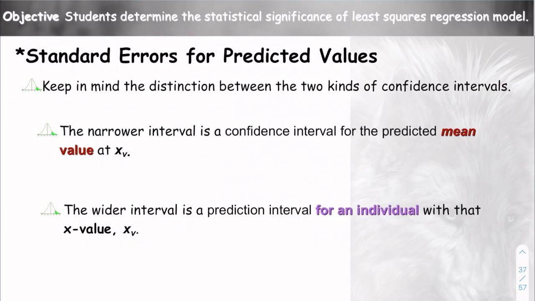So keep in mind the distinction between the two kinds of confidence intervals. The narrower interval is a confidence interval for the predicted mean value at x sub 38 in this case, or x sub nu. While if we're trying to make a prediction interval for an individual with that x value, it's going to be a wider interval. So the narrower interval is for the mean, the wider interval is for the individual.